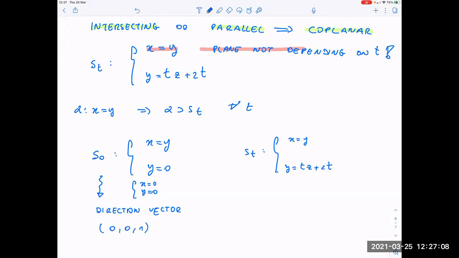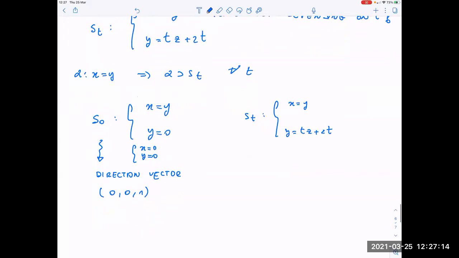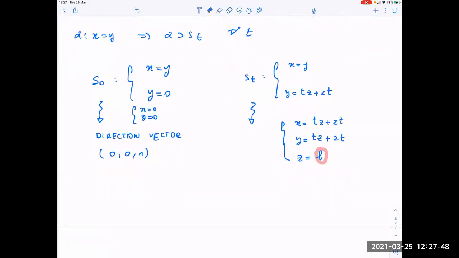Basically, this line is the z-axis, right? And what is the direction vector here? Well, again, the line is given in parametric form, x equals t z plus 2t. Remember, t is fixed. y equals t z plus 2t, and z is equal to a parameter, call it L, which is moving. So the line parameter is L in this case, not t, because t is already taken. And so what is the direction vector here?